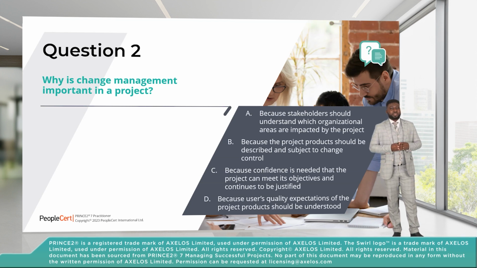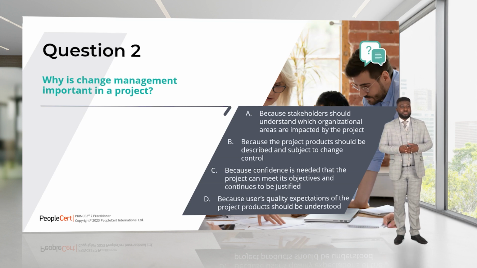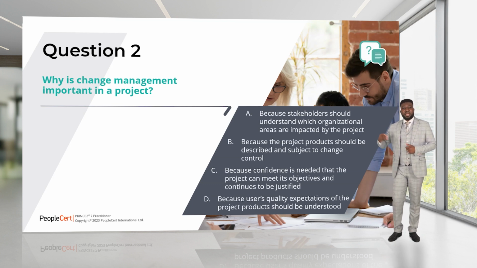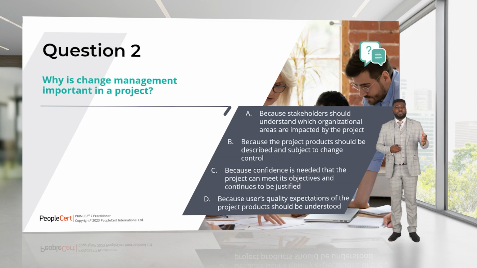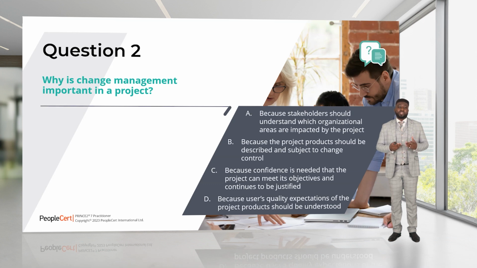When looking at a question like this, the first thing we want to ask ourselves is, what is change management? Change management is the idea of trying to understand the current state of the organization as well as the target state that we're going to. Change management allows us to navigate from the present state to the future state, using things like our PID as well as our change management approach. So when we look at D as a possible answer, because user quality expectations of the project product should be understood, this has nothing to do with change management approach. This has to do with quality.